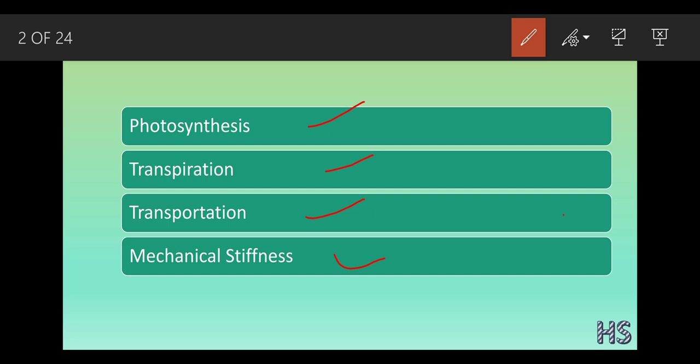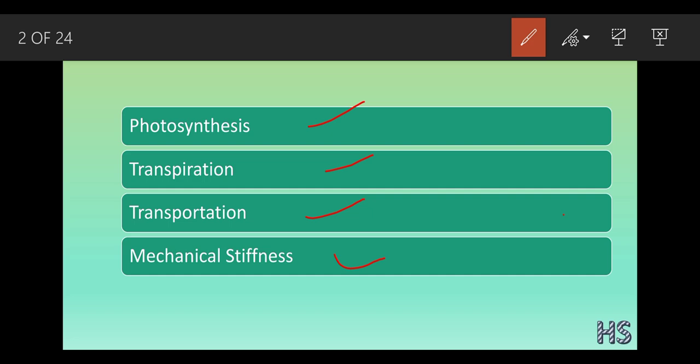The word transportation means transporting water, minerals, and food from one part of the plant to the other parts of the plant. The word mechanical stiffness means it helps the plant to give rigidity.